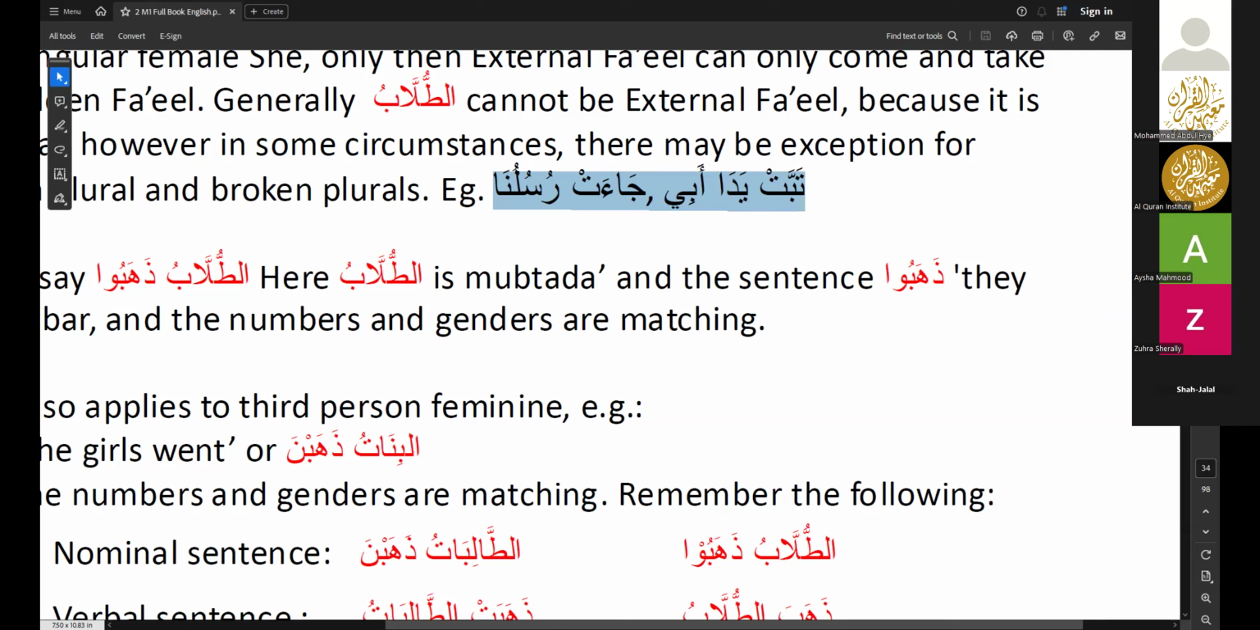So, tabbat. The hidden fa'il here is "she." So, could that have an external fa'il? If yes, where is the external fa'il here? Well, there is an external fa'il here. Answer, please. Because Ustad said a few minutes ago that you will recognize the external fa'il by the irab, the dhamma.